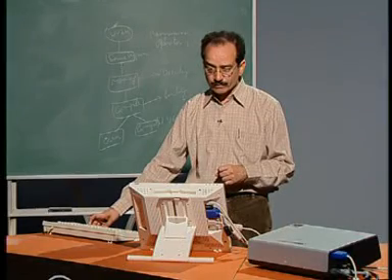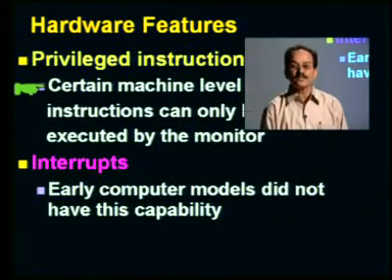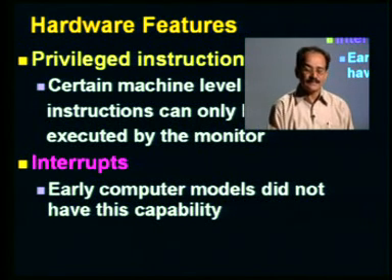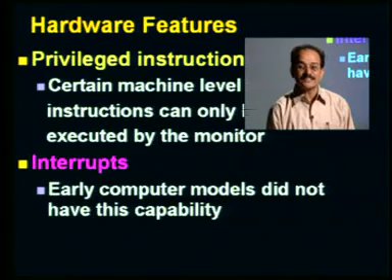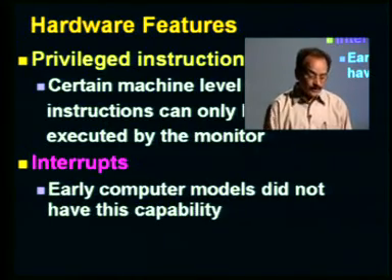Maybe a timer is one of the methods through which we decide, okay, this much time I will assign to this particular job. Now, there may be the concept of privileged instructions, that is, certain machine-level instructions can only be executed by the monitor. So, there may be some monitor instructions and some user instructions. The instructions which can be given by the monitor cannot be given by the users. Those sorts of instructions we used to call privileged instructions.